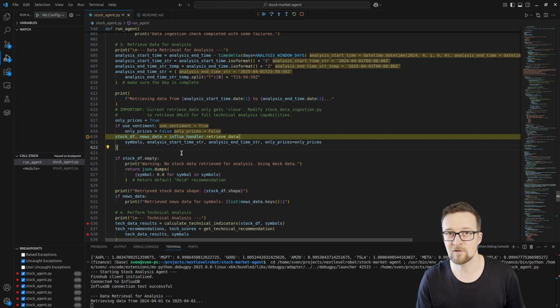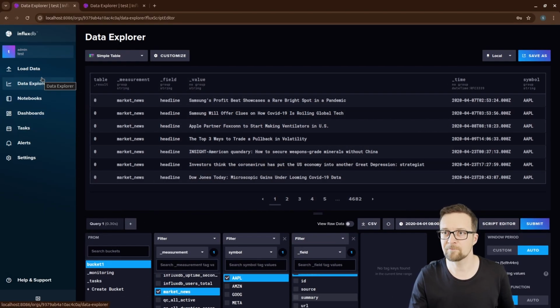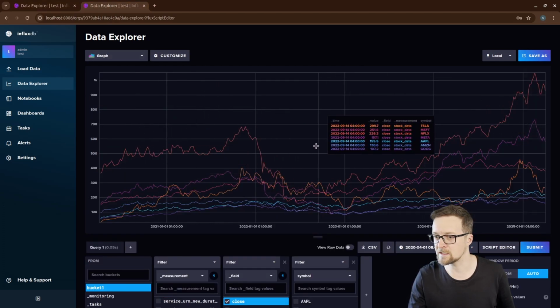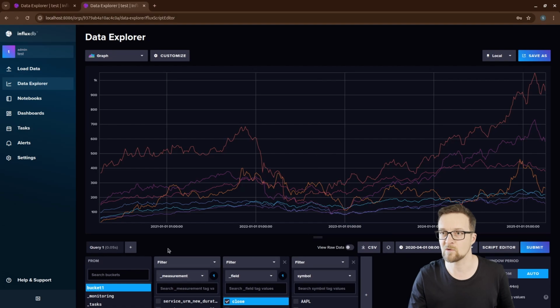Here we are using InfluxDB. This is how InfluxDB looks like. We are deploying it with Docker Compose, and you can ingest the market news, as you see, as well as the stock data for the different symbols like Apple, Netflix, and so on.